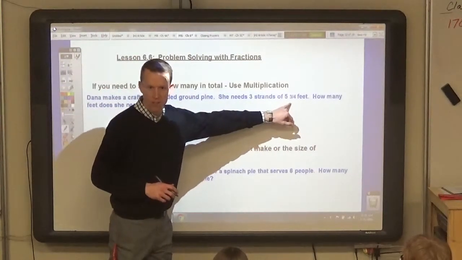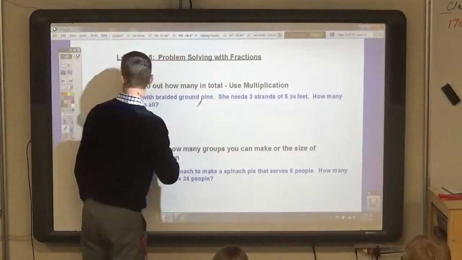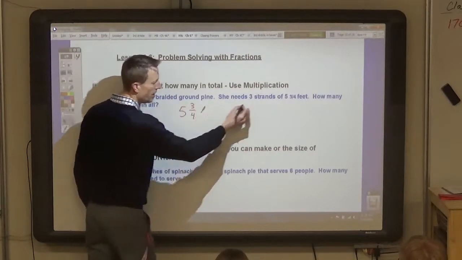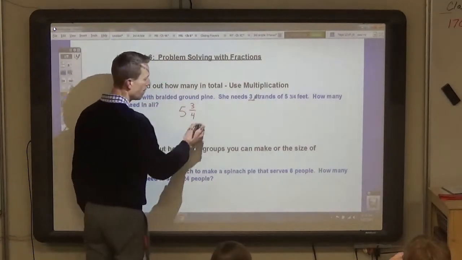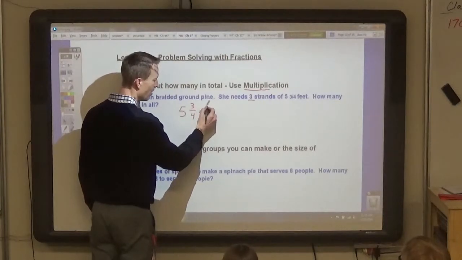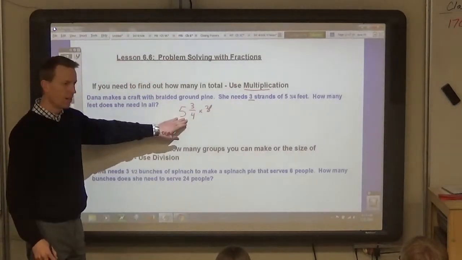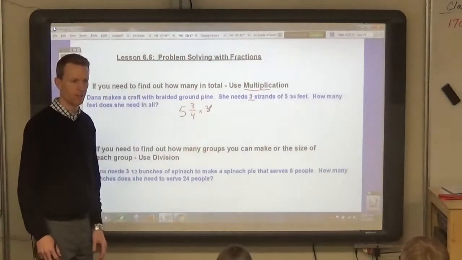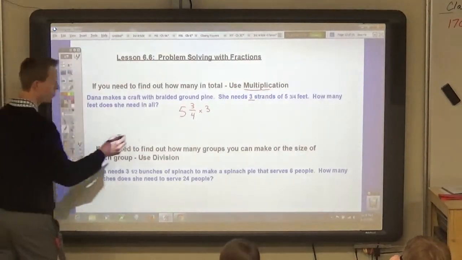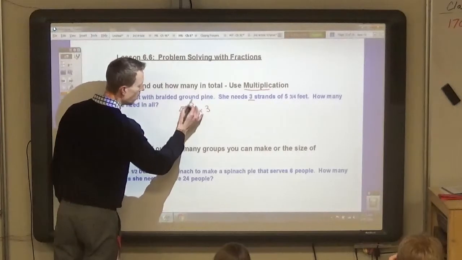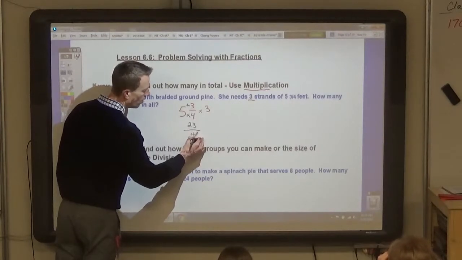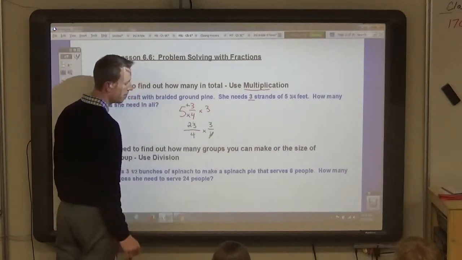5 3/4 feet, right? And she needs how many of them? She needs 3 of them. So we have to multiply by 3. Right. How would we multiply a mixed number times a whole number? Write both of them as fractions. So 5 times 4 plus 3 is 23 over 4 times 3 over 1.